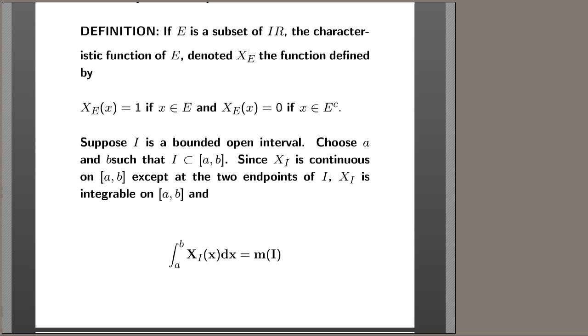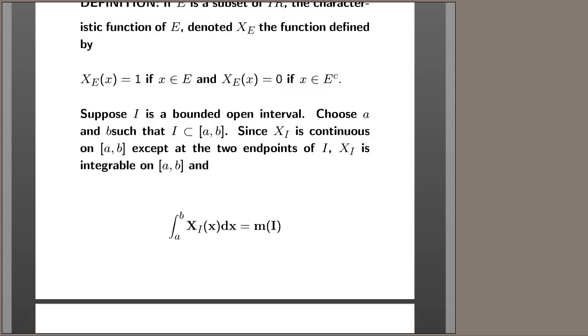Suppose I is a bounded open interval. Choose A and B such that I is inside the closed interval A to B. The characteristic function of I obviously is continuous on the closed interval A to B, except at the two endpoints of I. X of I is integrable on the interval from A to B, and if you look at the characteristic function of I and integrate it from A to B, that's nothing but the measure of I.